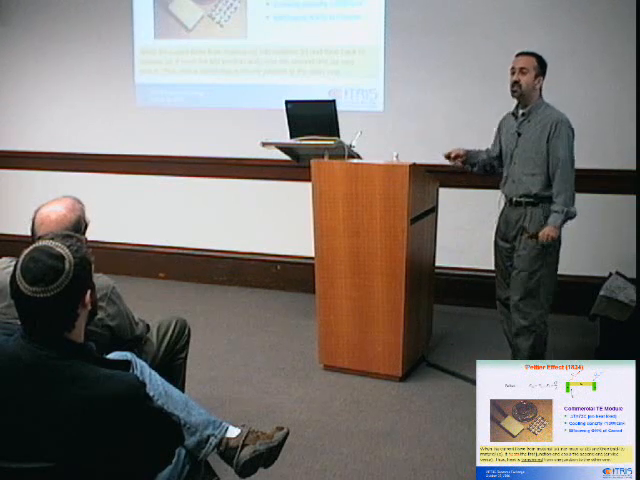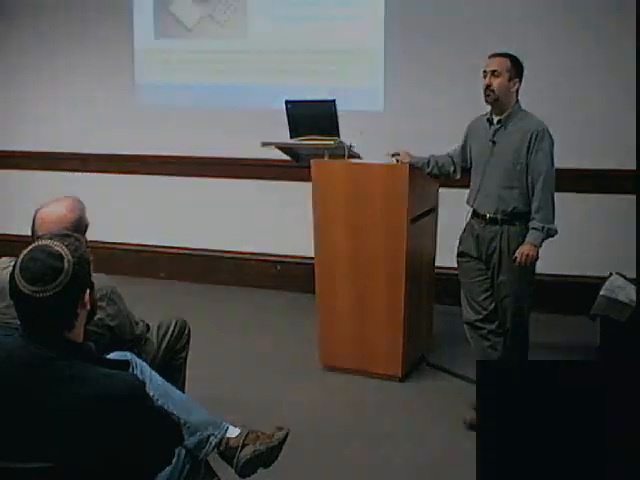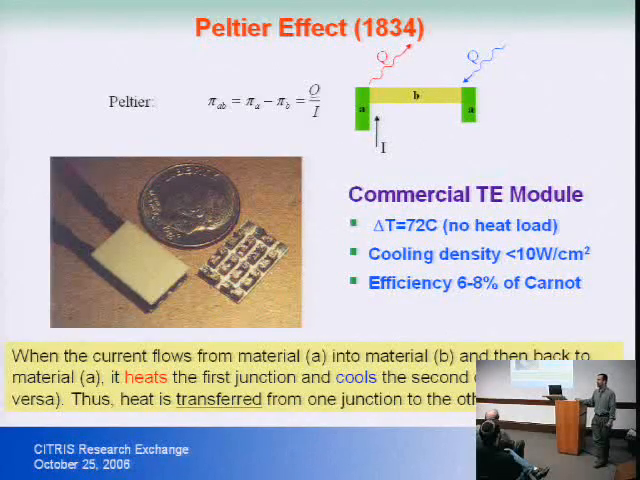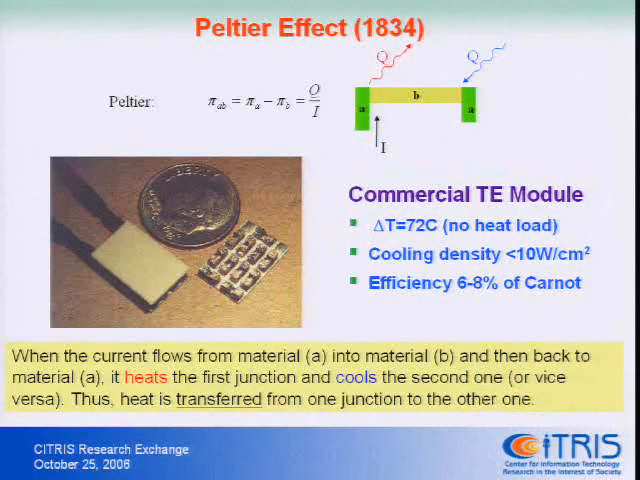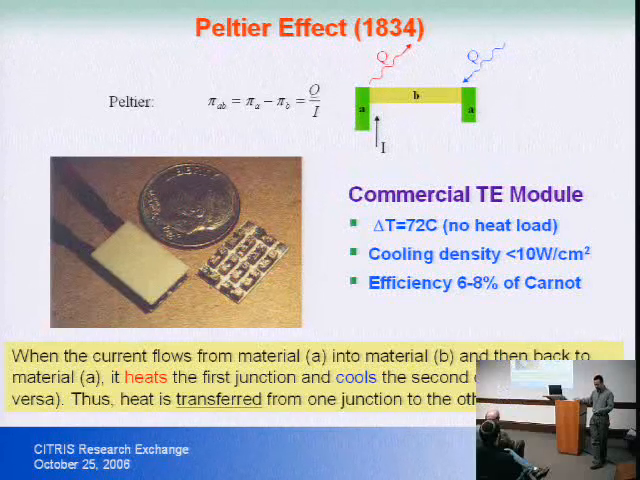This is a commercial Peltier cooler or thermoelectric cooler that you can buy. It depends on the volume that you buy. It's anything from $5 to $10 to $20, $30. It's not very expensive. You send current. It's made of some materials that electrons go through, take the heat from the top plate and move it to the bottom plate. These devices can cool by 72 degrees Celsius. Cooling power densities are low and efficiencies are low, about 6 to 8% of Carnot.